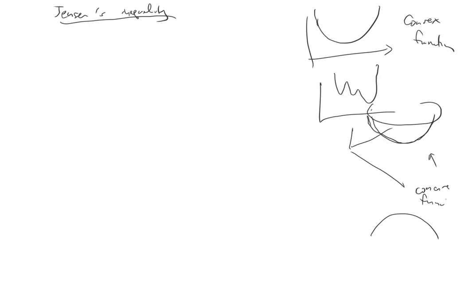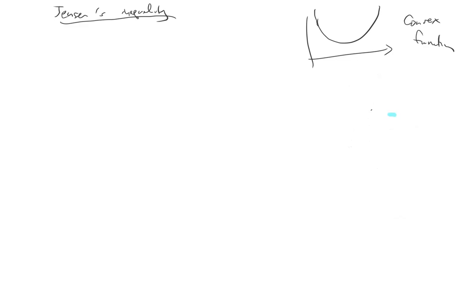For a convex function, one very easy definition, which is also convenient for verifying whether a function is convex, is this: you pick any two points on the function, let's say x1 and x2 here. If I draw a straight line across these two points, then if the function is convex, this straight line should be on top of the curve, on top of this function here.